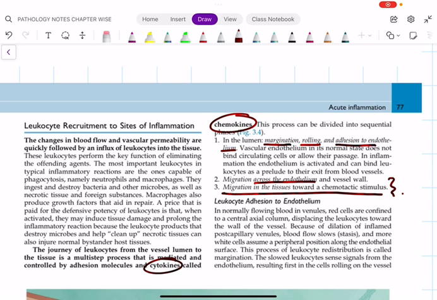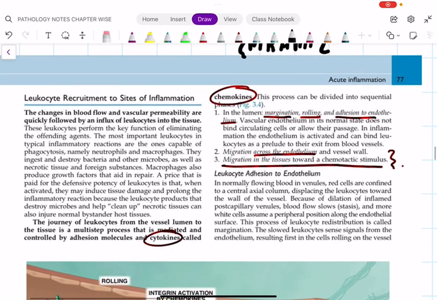This step they will ask in the form of a flowchart in an MCQ. Which of the following is the correct pattern of leukocyte recruitment to the site of inflammation? What is it? Right here, M: margination, rolling, adhesion, migration. Somehow you remember this. It is margination, rolling, adhesion, migration. Fine. First, we are going to see each of these processes.